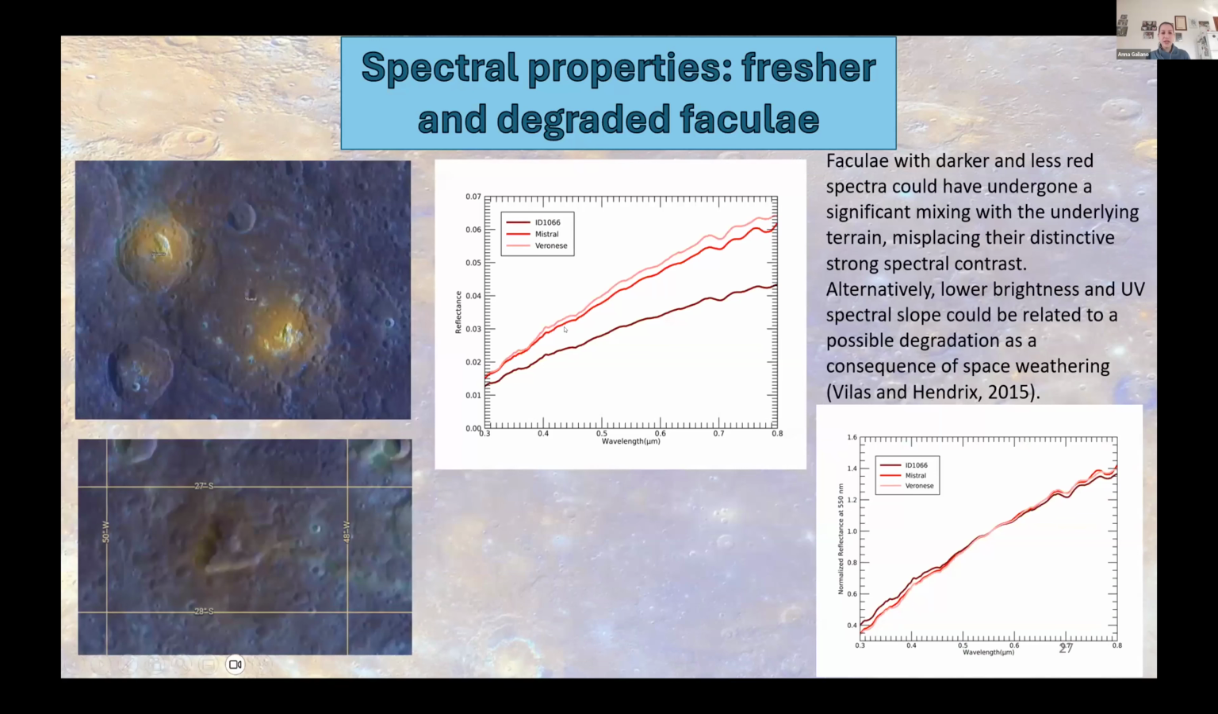And you can observe here the spectra of two faculae. These two spectra, the light red spectra, are the spectra of two fresh faculae, which are relatively brighter. Instead, the spectrum of this brownish facula has a lower reflectance. And it is supposed that this lower reflectance is related to a mixing of the pyroclastic material with the underlying terrains, which is responsible for the loss of the spectral properties.